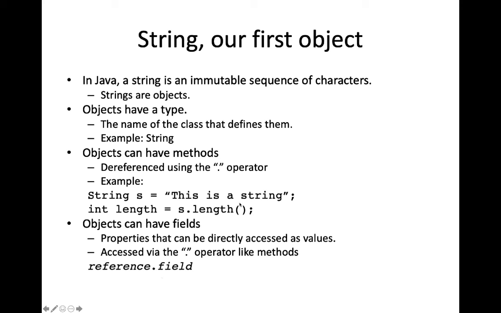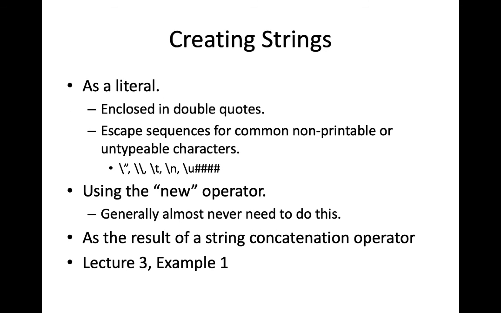So if you see parentheses, you know that you're calling a method on the object. If you don't see parentheses, then you know that you're accessing a specific field of that object. But either way, the syntax is the same. The left-hand side needs to be a reference to the object you're working with, and the right-hand side is either a method associated with that object or a field associated with that specific object.